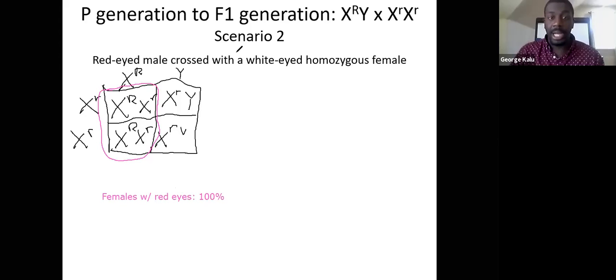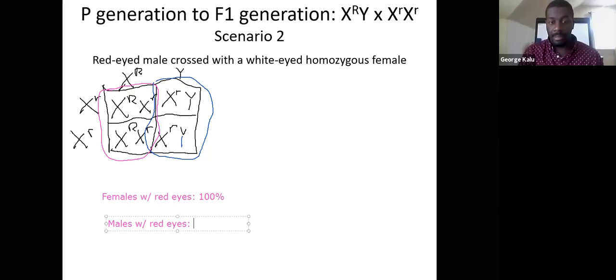But if we look at the males now, what's the probability that our offspring are going to have red eyes? We'll say males with red eyes is going to be what percentage? 0%, right? And so the males with white eyes would account for what percent?